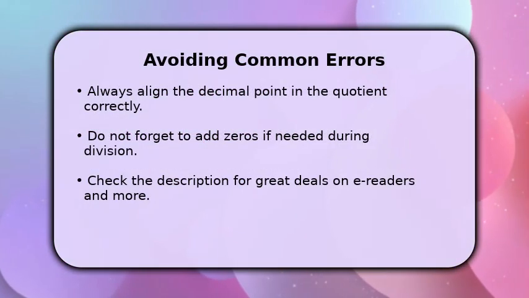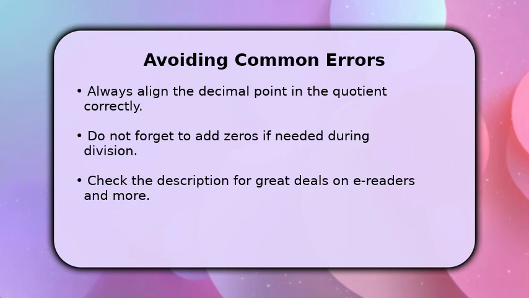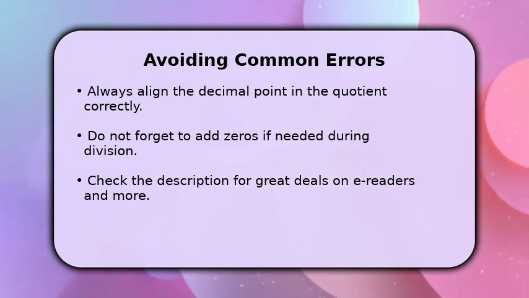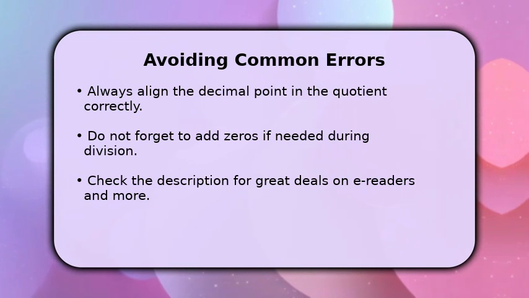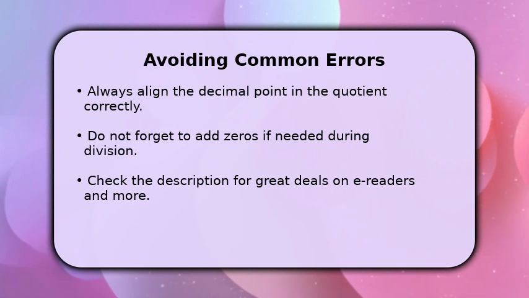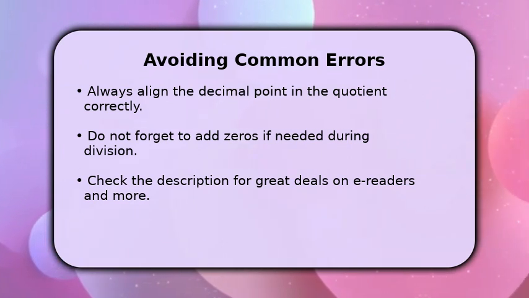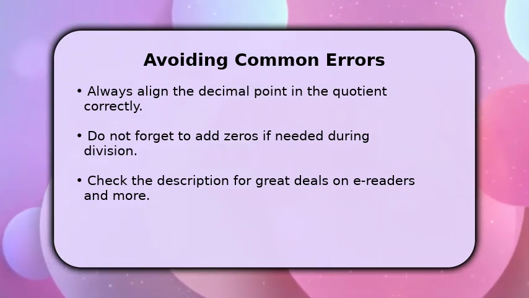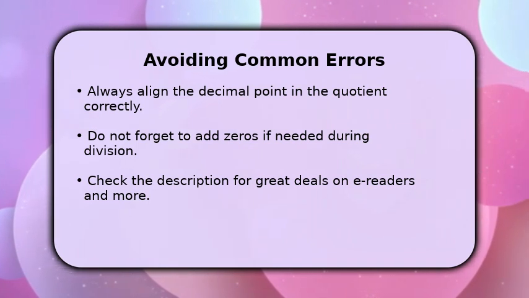A common mistake is misplacing the decimal point in your final answer, the quotient. Always ensure it is directly above the new decimal position in the dividend. Another error is forgetting to add zeros to the dividend if you run out of digits before the division is complete. Remember, practice makes perfect.